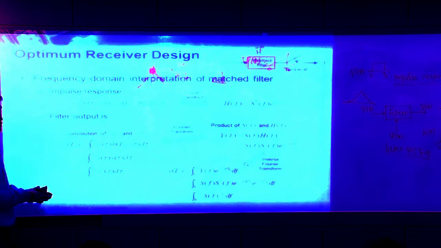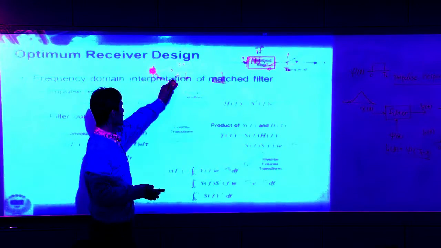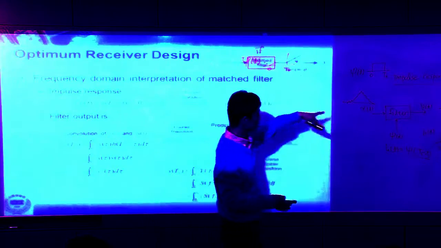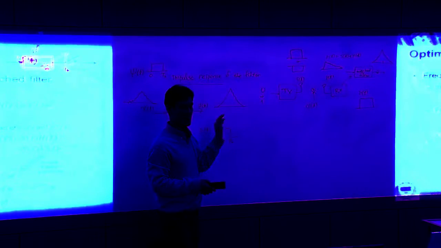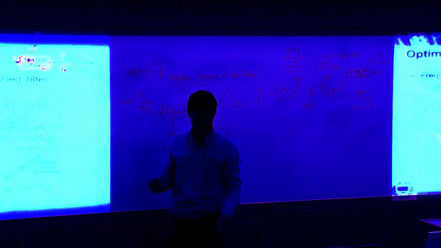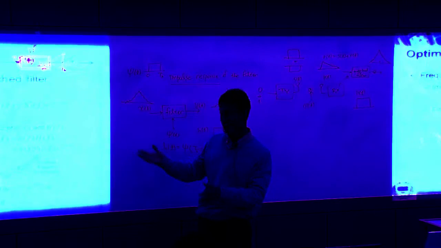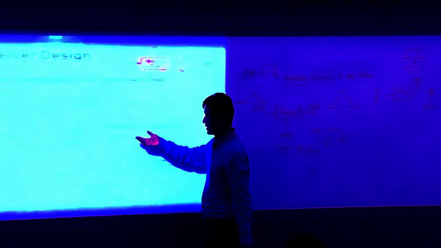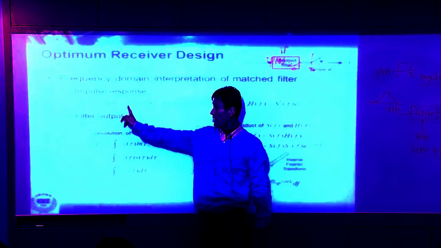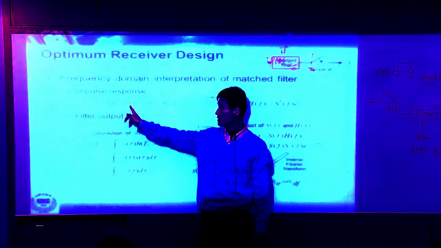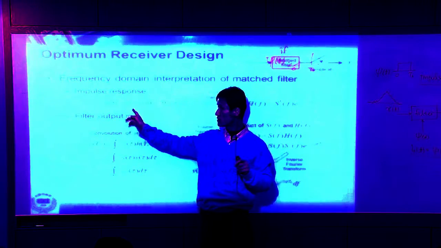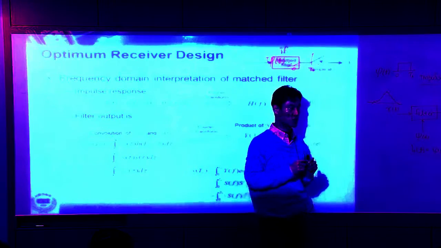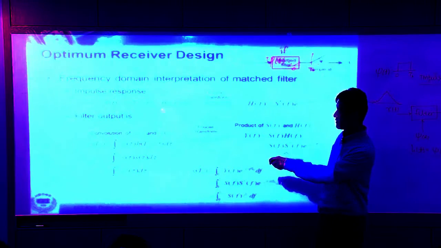This slide shows you the frequency domain interpretation. What we just looked at is all time domain, right? You just slide with time and convolution. All these things are time domain interpretation. What we see here is a frequency domain interpretation. But it's actually the same thing. In time domain, as we said here, ST is the input. So the impulse response of your matched filter is the flipped version. So this is our impulse response of the matched filter, as I said earlier.